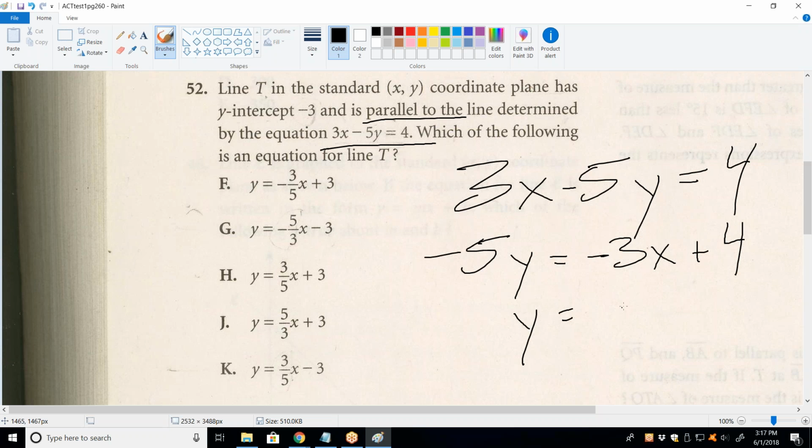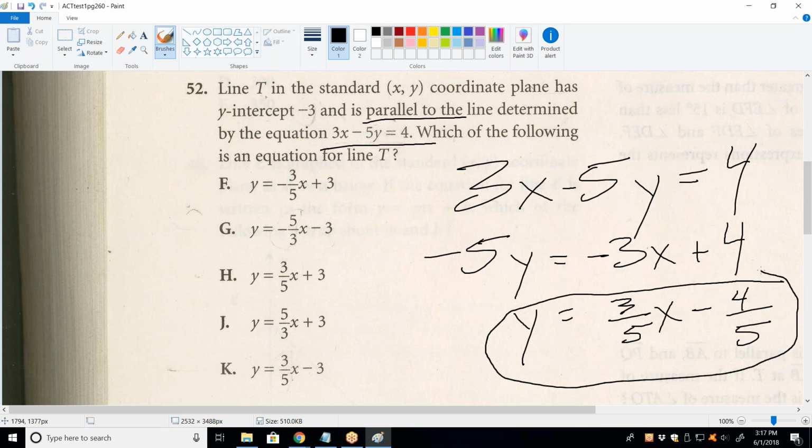Well, the first part is not negative 3/5. Negative 3 divided by negative 5 is a positive 3/5. Oh. Minus 4/5. So that's the equation of the original line. And they want to know what's the equation of a line that is parallel to this line, only has a y-intercept of minus 3. Which equation in that F through K is parallel to this line, only has a y-intercept of minus 3? Okay. Good. Again, not a hard problem.